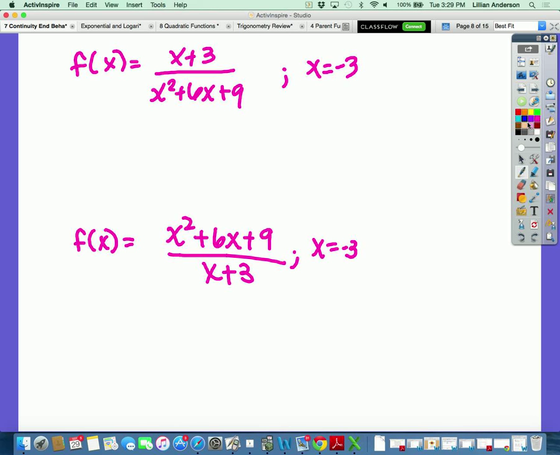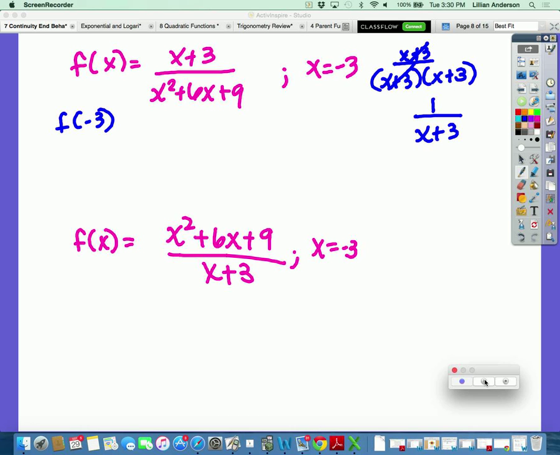So the first test of continuity basically says that f of negative 3 has to exist. Now the thing is, you want to make sure that you are plugging into the simplified version of any reciprocal function like this is in this case. Okay? So we want to go ahead and factor the bottom. And what we'll see is the x plus 3 and the x plus 3 cancel out, and you'll have a 1 over x plus 3 at the bottom. Okay, so that's what I want to plug in negative 3 into.